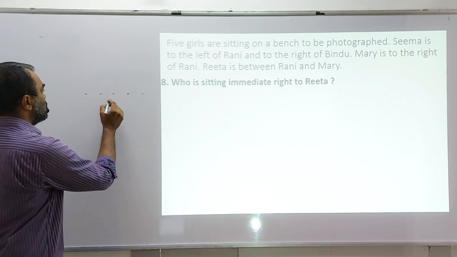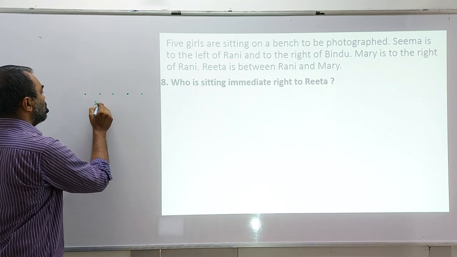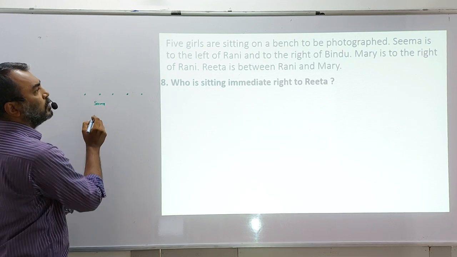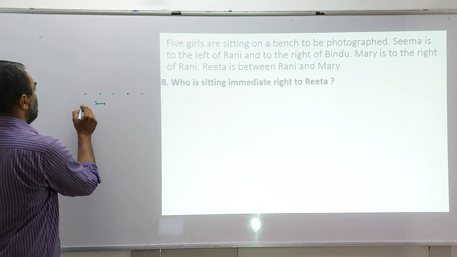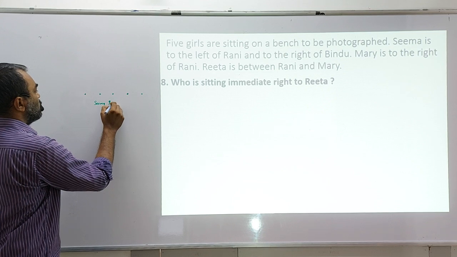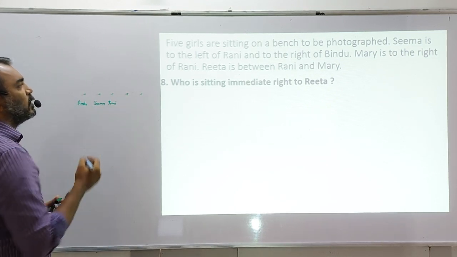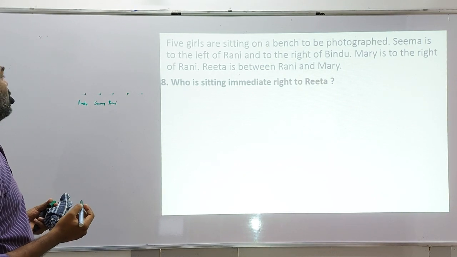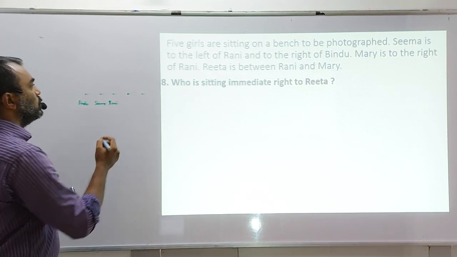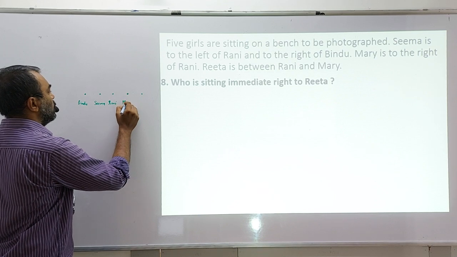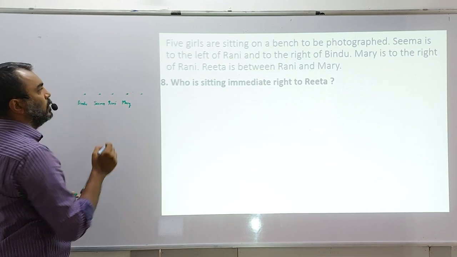Okay? So I choose this one, but we can even write here. Let's see, say we try here. Seema is sitting here to the left of Rani. So Rani is sitting here. Seema is to the left of Rani, but to the right of Bindu. So this is also an arrangement. Mary is to the right of Rani. So Mary is to the right of Rani.